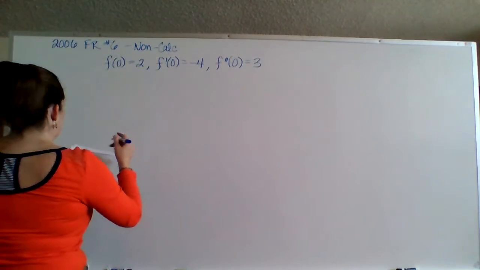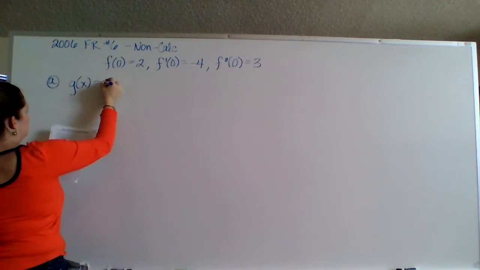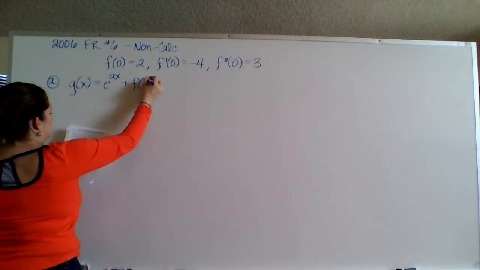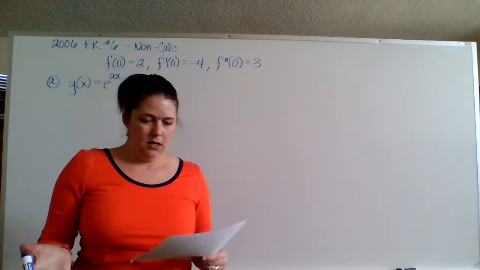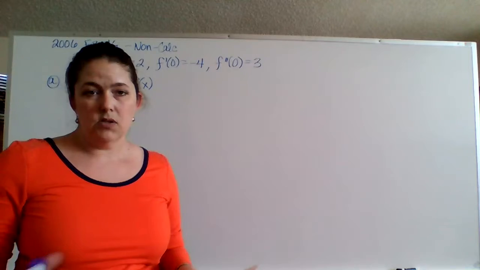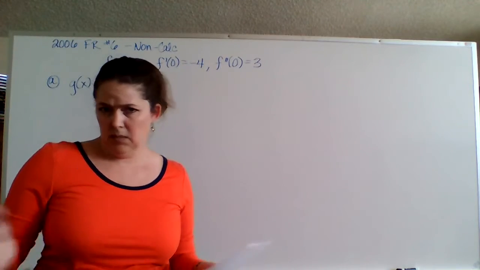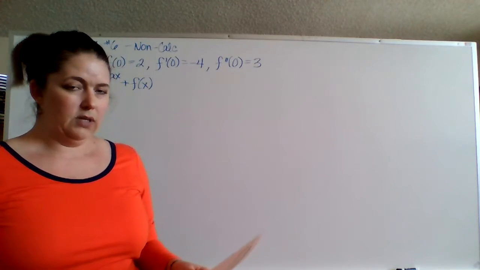So part A says, okay, now you have this function g of x, and g of x is defined by e to the ax power plus f of x for all real numbers, where a is just representing a constant. Find g prime of 0 and g double prime of 0 in terms of a. So our final answers for those are not going to be just numbers. It says in terms of a, so it's probably going to be some numbers and the variable a, an expression answer. Show the work that leads to your answers.